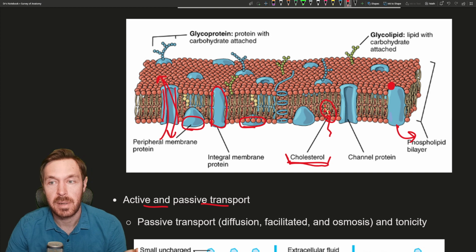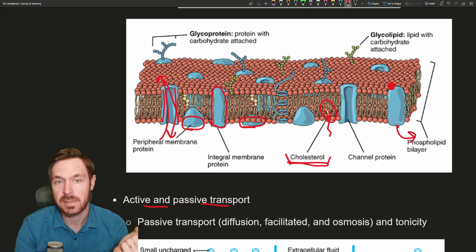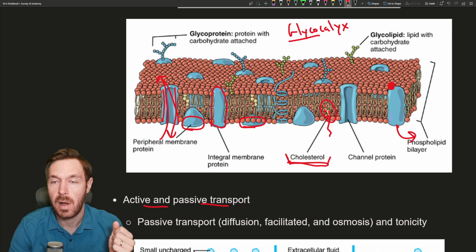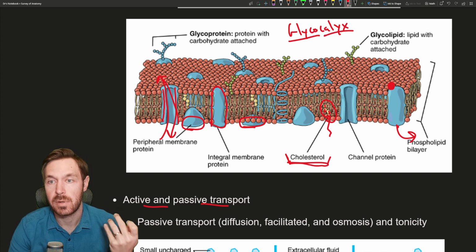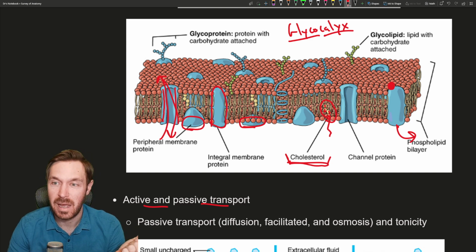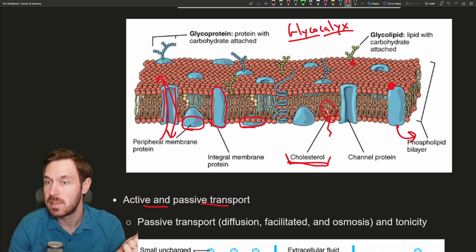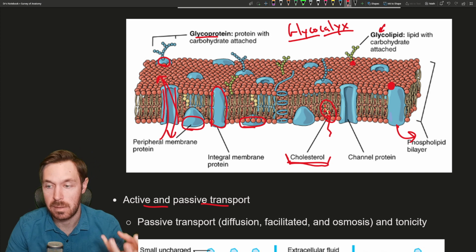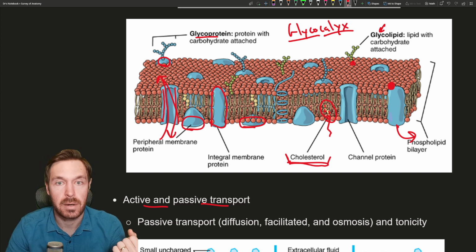Alrighty, last little bit we have here are these tails sticking out. These are known as a glycocalyx. So, carbohydrate, glyco, calyx is tail. So these are sugar or glucose tails. They could be attached directly to the lipids, and they're known as a glycolipid, or they could be attached to a protein, where they're called a glycoprotein. But in general, they're just known as a glycocalyx.